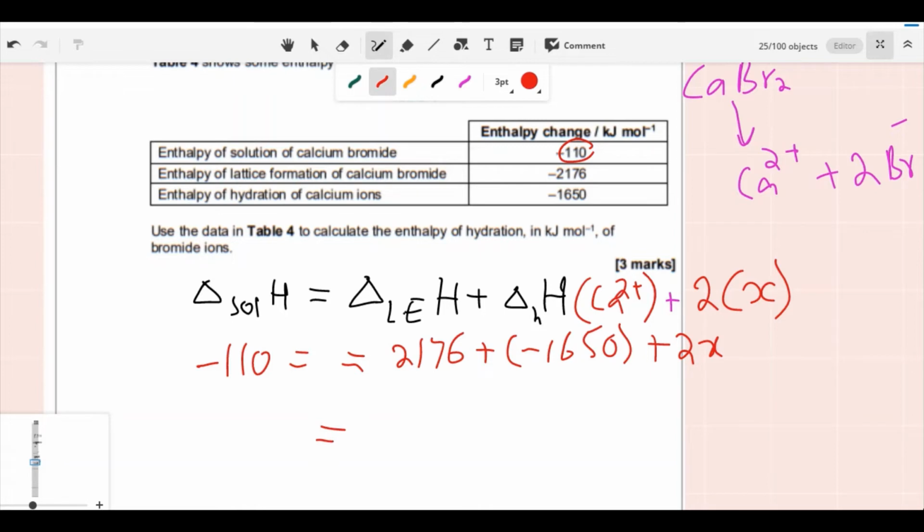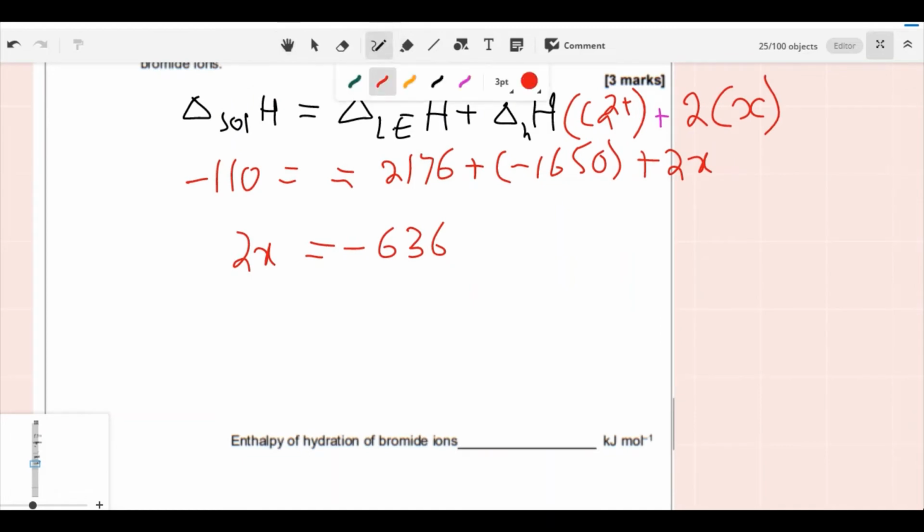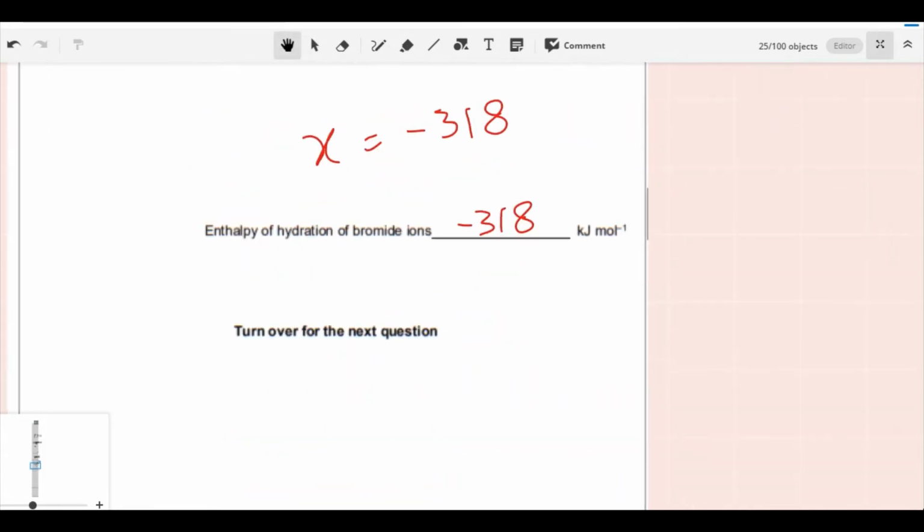So 2176, okay, so that will equal 2x is equal to minus 636. So it means x will equal how much? Minus 318. So you can write here minus 318, that is kilojoule per mole.